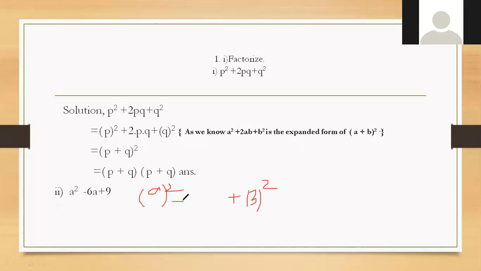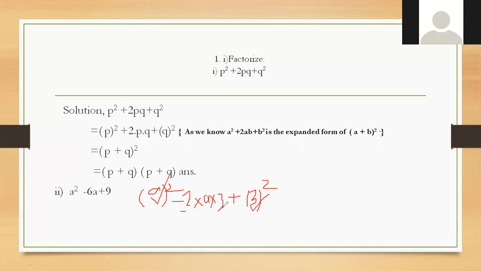Now, what should you do in the middle? I told 2ab. What is in place of a here? First bracket. Sir, A only. A is the A only here. And what is B there? Sir, 9. No, B is 3. Right, here 3. Good. Aviral has told the correct answer. B is 3. Now check.